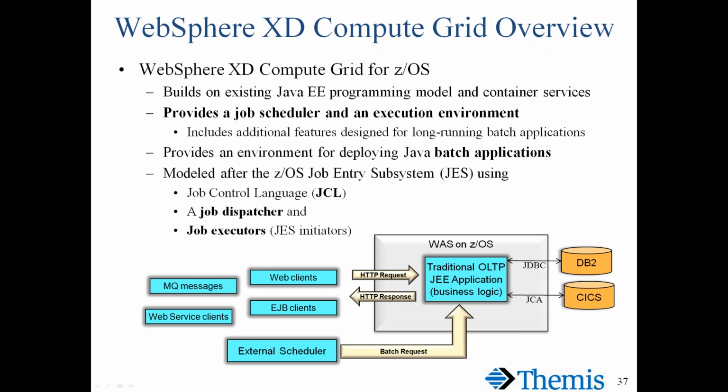So with Compute Grid, we have a number of additional features and capabilities, including a job scheduler, which you see at the bottom of the page, external scheduler, batch request into WebSphere. Above the external scheduler at the bottom, you see the traditional HTTP approaches that we talked about just a moment ago. So we have the ability now to deploy batch applications and interact with the z/OS job entry subsystem using JCL, job dispatchers to be able to kick off jobs and manage and monitor, and actual job executors, which we'll look at in a little bit more detail.